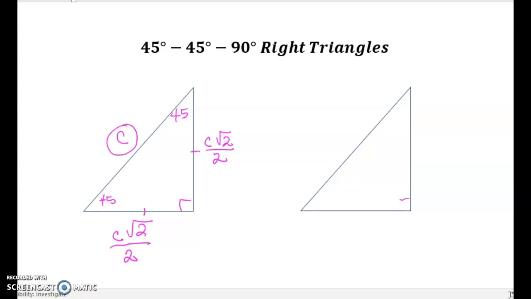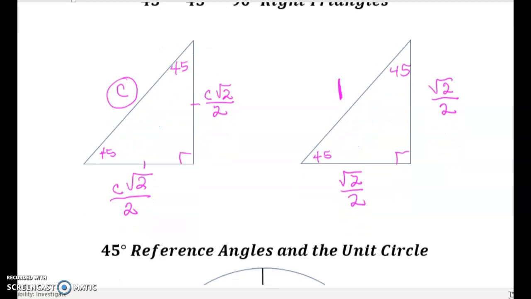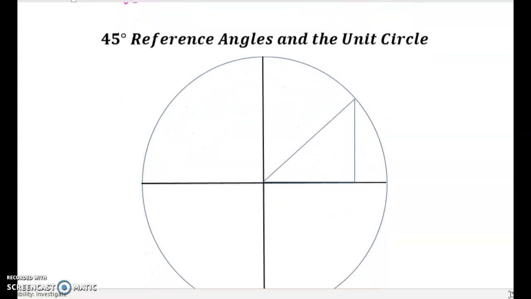So here we have a 45, 45, 90 right triangle, and I'm going to say the hypotenuse is 1. That would make the legs 1 times the square root of 2 over 2, or simply the square root of 2 over 2. I'm going to give you a second to memorize that, and then we're going to take it to another picture.